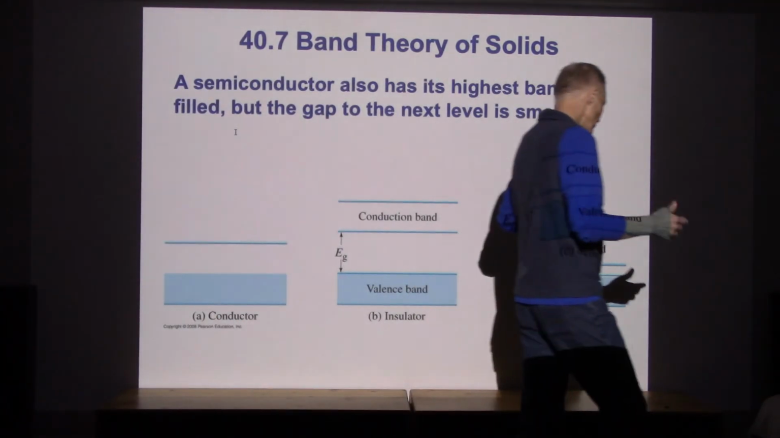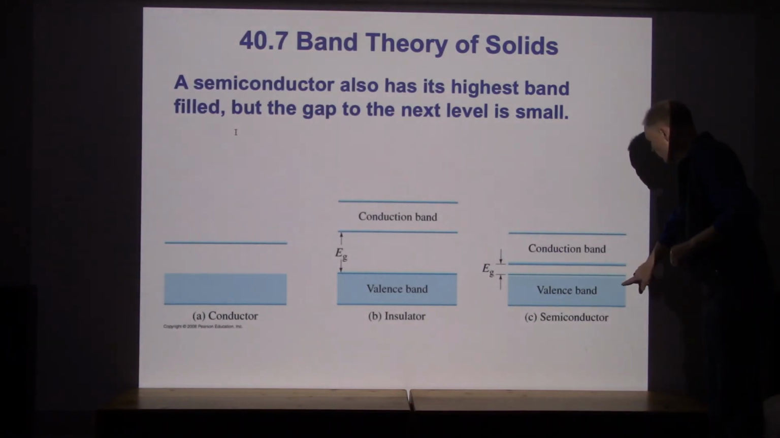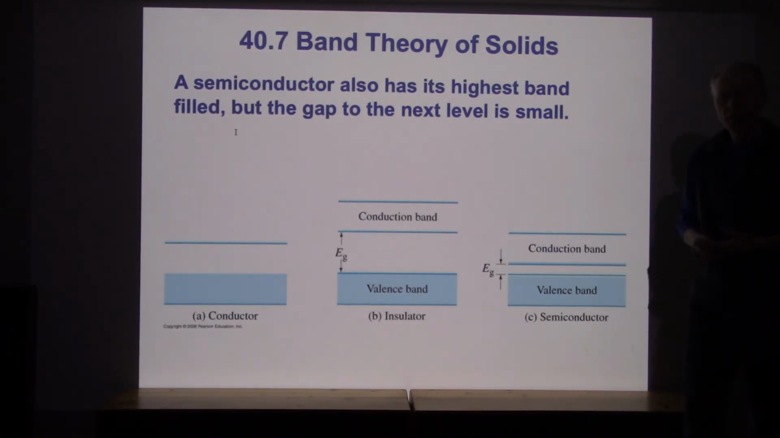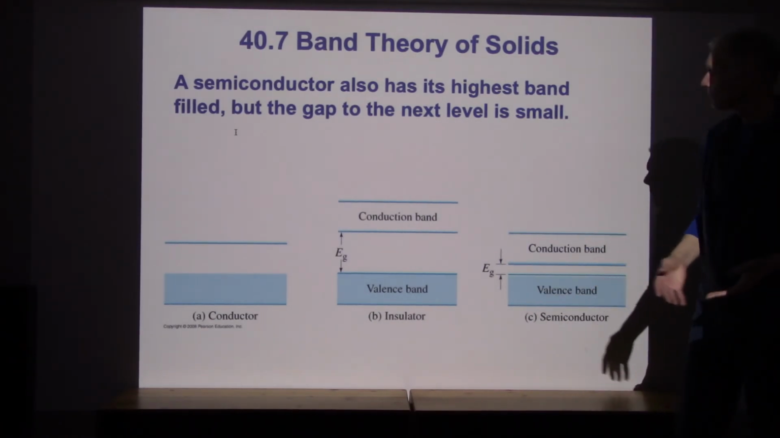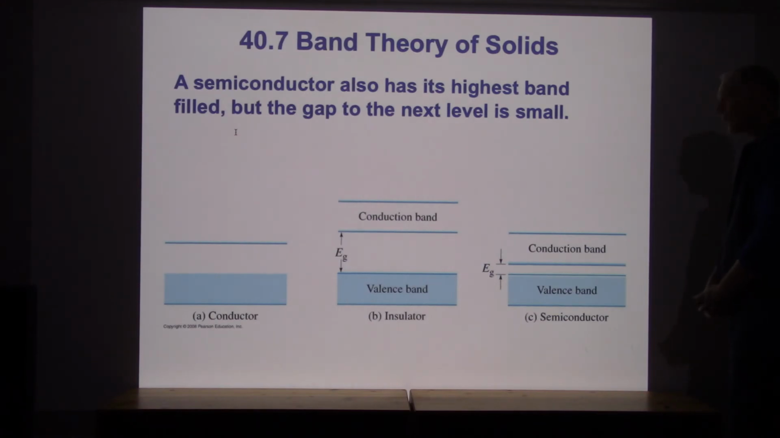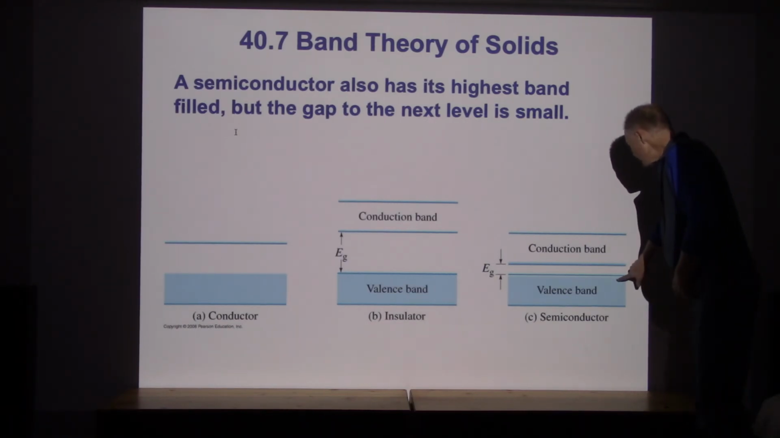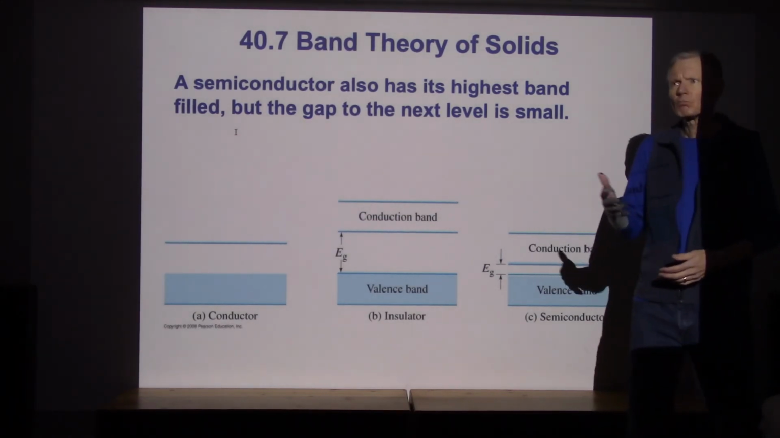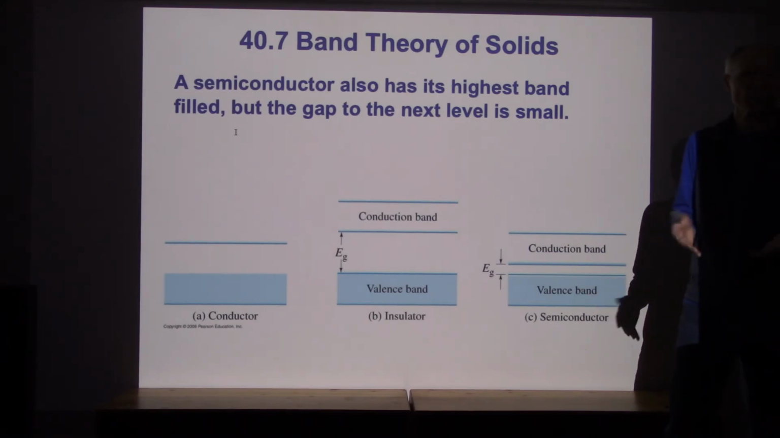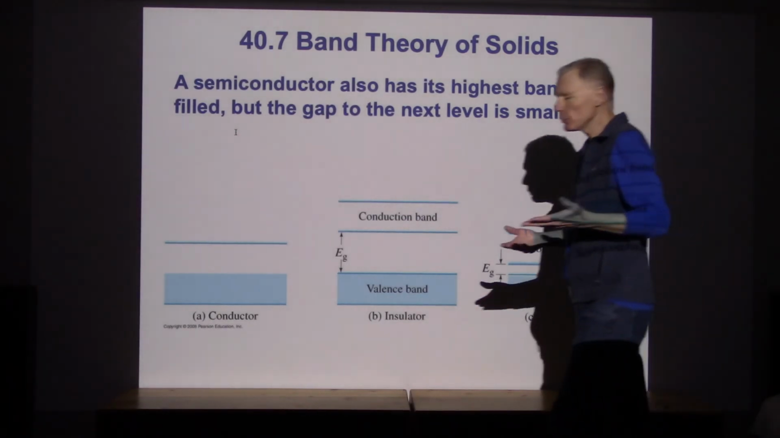Now there's a classification of materials called semiconductors, and semiconductors continue to be very important types of materials that we use in electronic devices. Semiconductors have this interesting property: they've got a filled valence band, but the conduction band is not extremely far away. There's a relatively small energy gap. So we can actually use tricks.